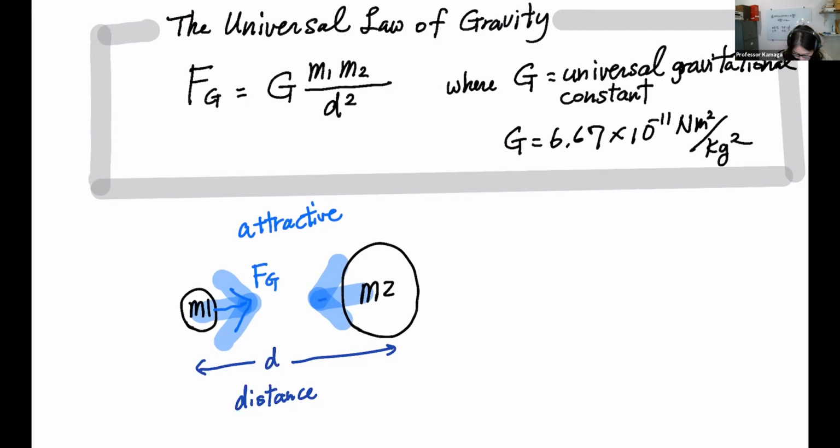Fg, and again, Fg equals this universal gravitational constant, 6.67 times 10 to the minus 11, times m1 times m2, the masses of the two objects in kilograms, divided by the distance squared, towards each other.